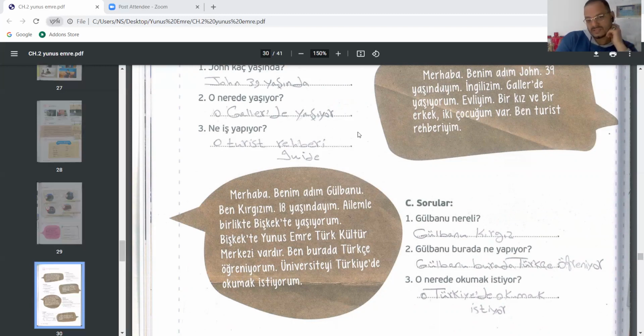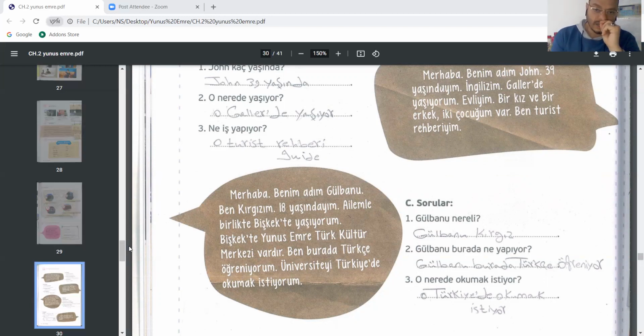18 yaşındayım. 18 years old. Ailemle with my family together. Bişkek'te, we living at Bişkek'te yaşıyorum. Like I said before. Bişkek'te Yunus Emre Türk Kültür Merkezi vardı. At the Bişkek, this city, Yunus Emre Türk Kültür, that's mean Yunus Emre Türk culture. We have Yunus Emre Türk culture at the center of the Bişkek.